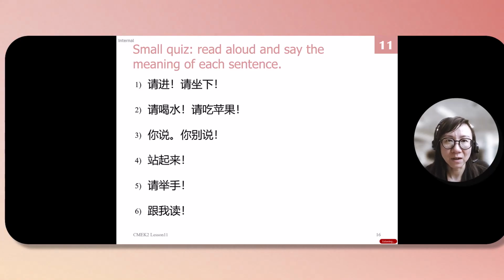Read aloud and say the meaning of each sentence. 第一，请进，请坐下。Yes, it means please come in, please sit down. 2. 请喝水，请吃苹果。And that means please drink water, please eat apple. 第3，你说，你别说。You say, you don't say.